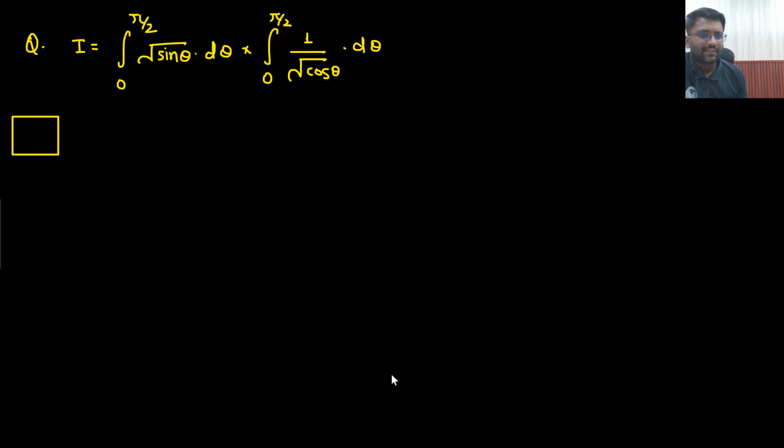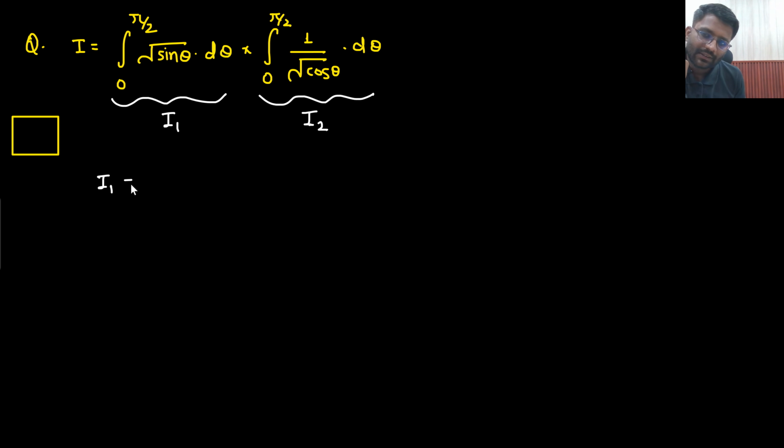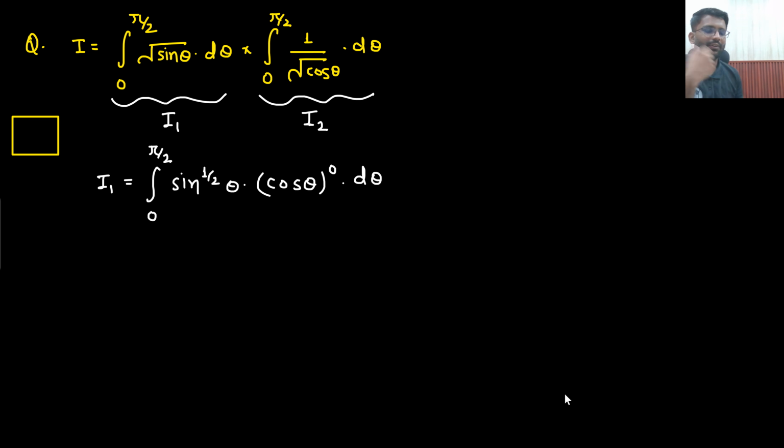Two integrations are there. This is one integration and this is another integration. This is your I1 and this is your I2. So let's solve I1 separately and I2 separately. What is your I1? I1 is the integral from 0 to pi by 2 of sine to the power 1 by 2 theta and cos theta to the power 0 d theta. This is the scenario, right? Because anything to the power 0 is 1.